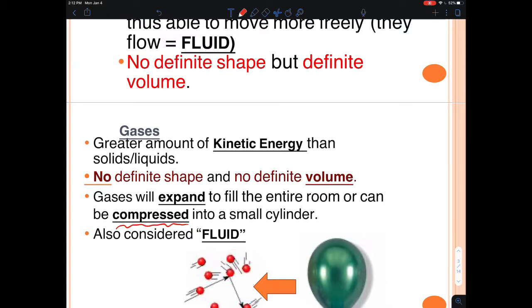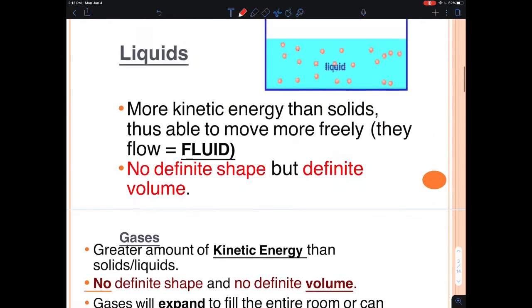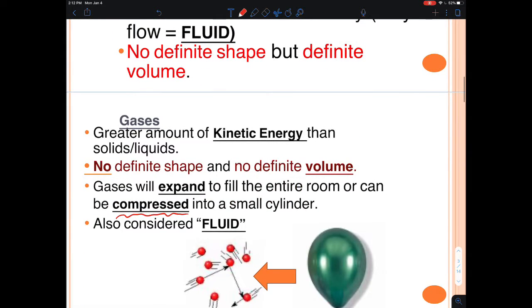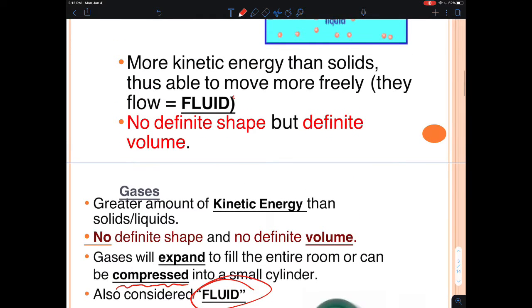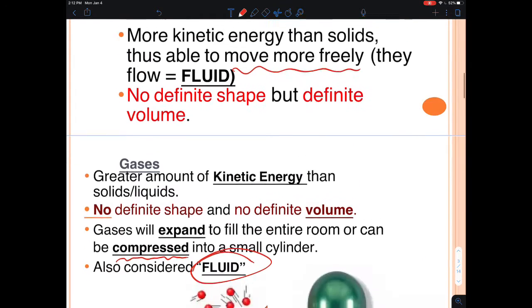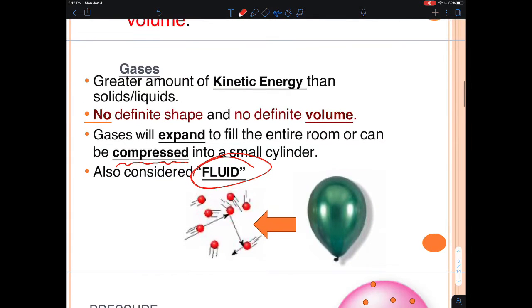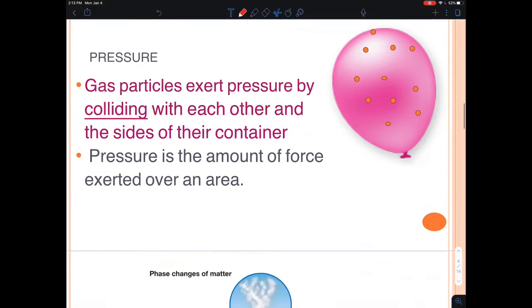They can also be compressed. So gases are the only state of matter that can be easily compressed. Both liquids and gases are what we consider fluid because they're able to move freely. Okay. Gases have the most kinetic energy out of all the particles.